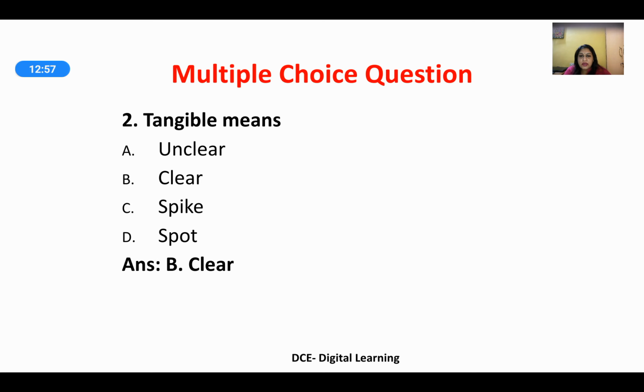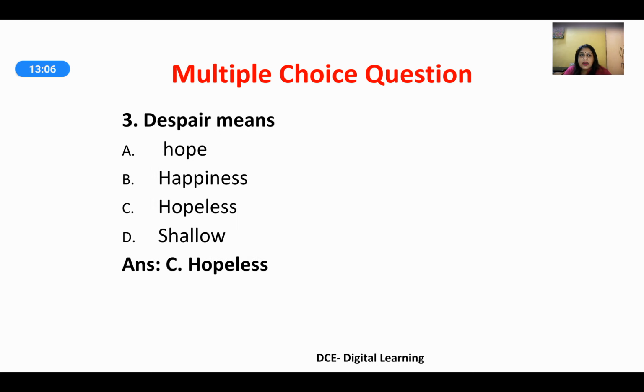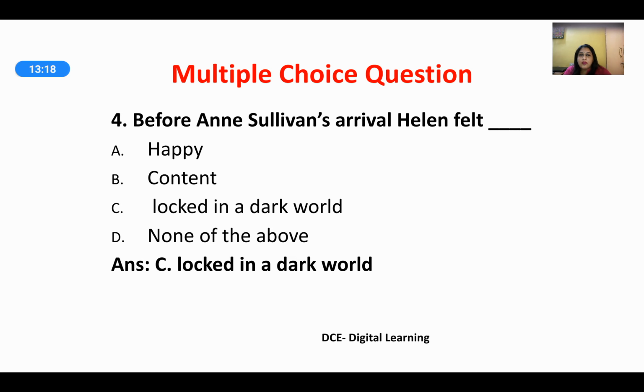Tangible means unclear, clear, spike, or spot? And the correct answer is option B, clear. Despair means hope, happiness, hopeless, or shallow? And the correct answer is option C, hopeless. Before Anne Sullivan's arrival, Helen felt happy, content, locked in a dark world, or none of the above? And the answer is option C, locked in a dark world.